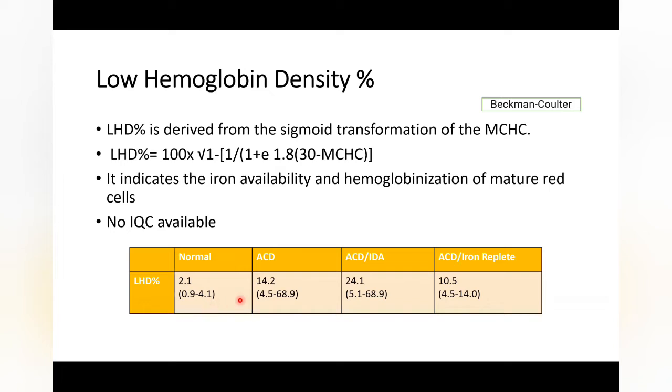Whereas if you look at ACD, the range that has been defined is 4.5 to 68. And if it's a combination of ACD and iron deficiency anemia, definitely the low hemoglobin density is going to increase. So if we are talking about ACD, LHD is 14. But in cases of combined ACD and iron deficiency, this is going to be 24.1. Whereas if the patient has ACD and iron is okay, the range is going to be only 10 to 12%. That is how we can pick up a combined ACD and iron deficiency with the help of this parameter called low hemoglobin density, which is present in Beckman Coulter.